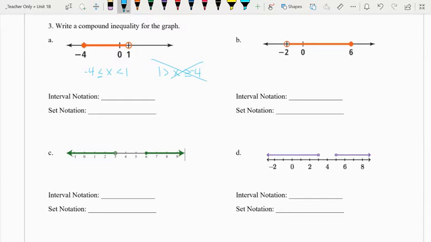Interval notation looks a little different because we aren't going to use negative infinity and positive infinity every single time. We're still thinking the same process. Farthest to the left is -4, so we're going to have a bracket with a -4. Instead of putting infinity, it stops at 1, and we're going to have a parenthesis because it is an open circle. For set notation, we'll have our variable such that, and then we'll write the inequality that we wrote above: -4 less than or equal to x less than 1.